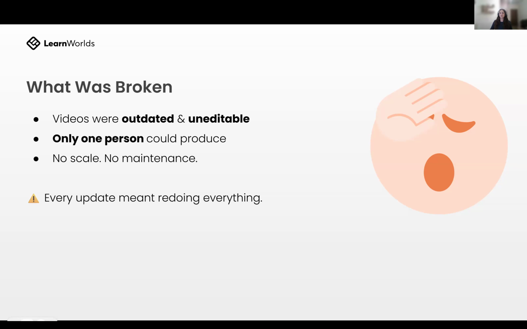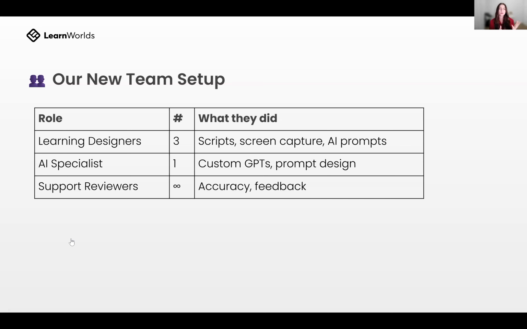All right, so let's see what our team setup was here, right? So who was doing what? Our team, the customer training team, the learning and development team, is essentially three people: myself, Xenia, and Christina. So we are three learning designers, and we were the ones who did the scripts. The courses in our academy were primarily made of videos. So we did the scripts, the screen captures, and the AI prompts.